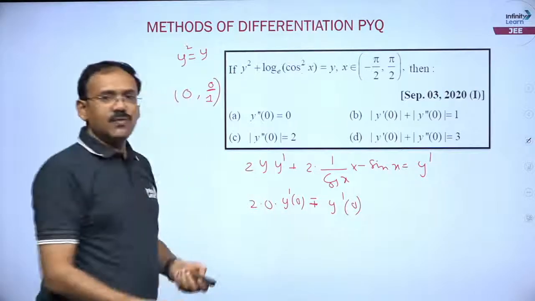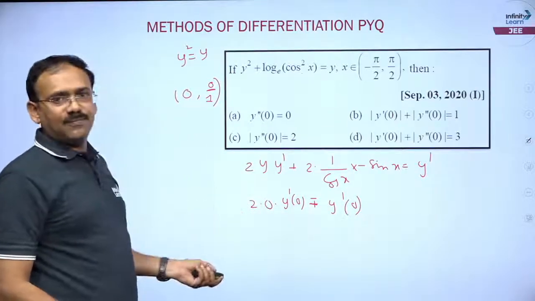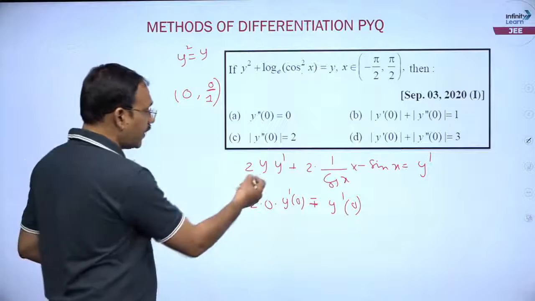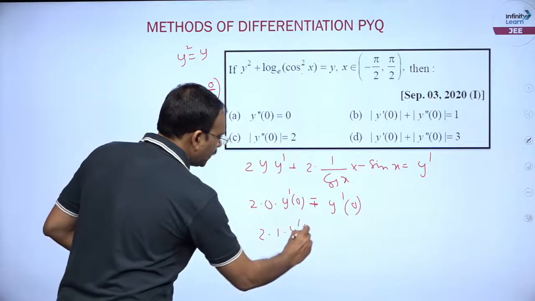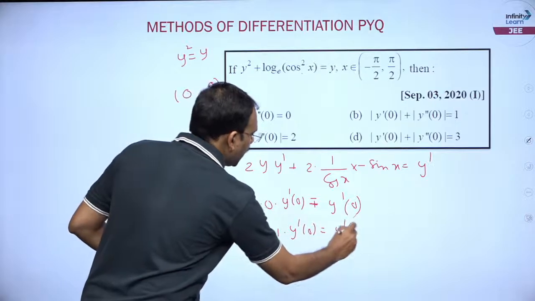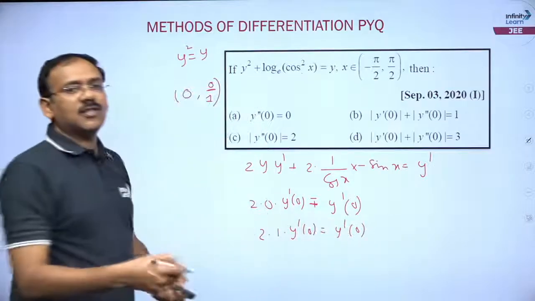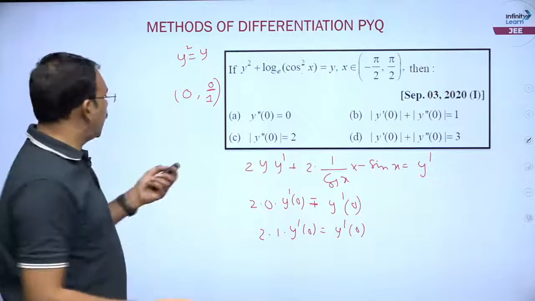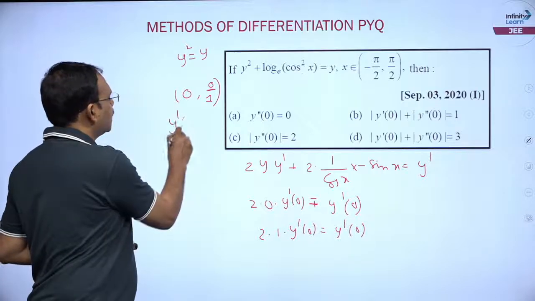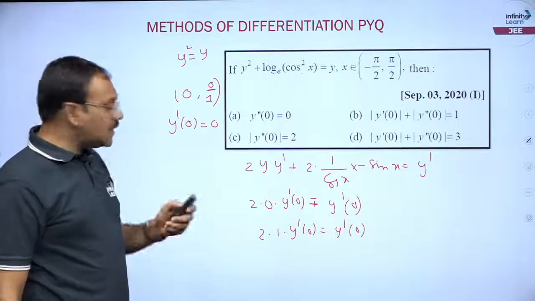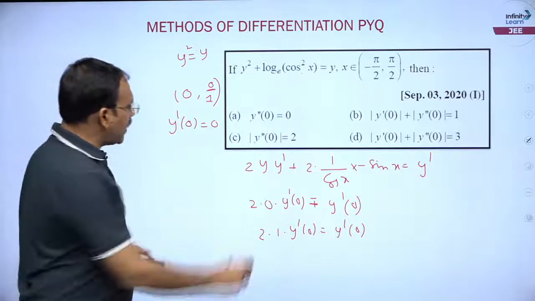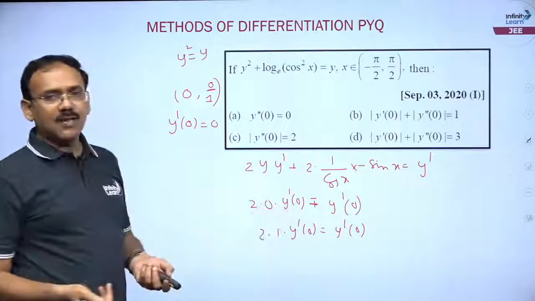So in this case you will get y dash of 0 is 0, right. Suppose y of 0 is 1, 2 into 1 into y dash of 0 is equal to y dash of 0. Even in this case also y dash of 0 is 0. So either of the cases I can say y dash of 0 is 0, we are sure.